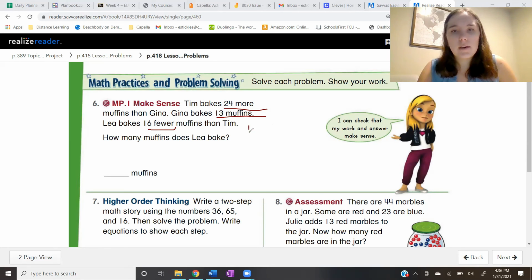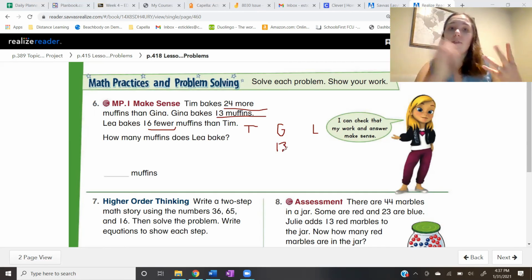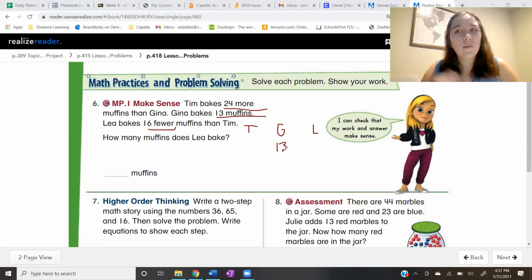So I'm going to write out T for Tim, a G for Gina, and an L for Leah. And I'm going to see what I know from the problem. Tim bakes 24 more muffins than Gina. Okay, but that's not an exact number, so I don't have anything to write down yet. Gina bakes 13 muffins. That's an exact number, so I'm going to say Gina baked 13 muffins. That's a solid number. And then Leah bakes 16 fewer muffins than Tim. Well, if we want to find out how many muffins Leah bakes, we have to know how many Tim bakes, and we don't know that yet. So let's see if we can find out how many Tim bakes.